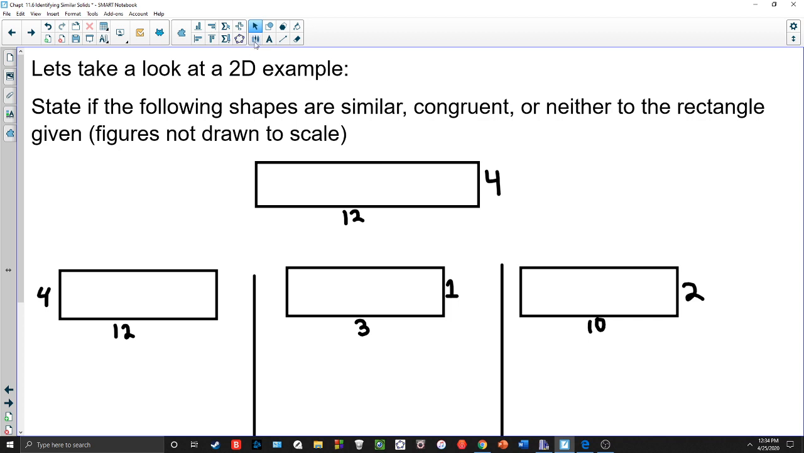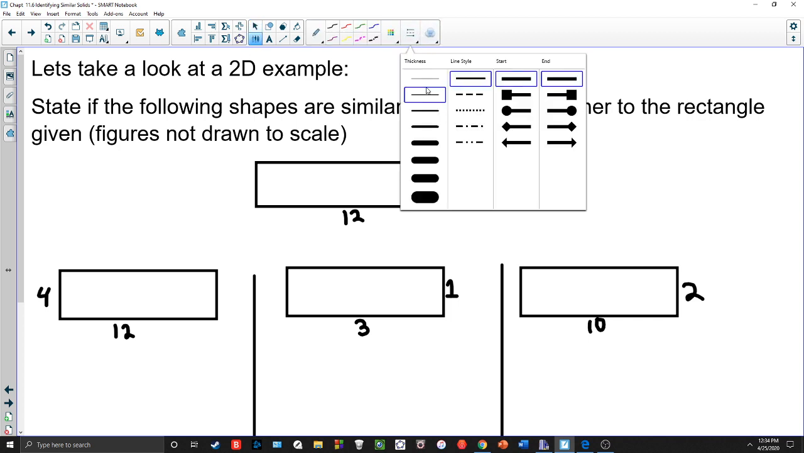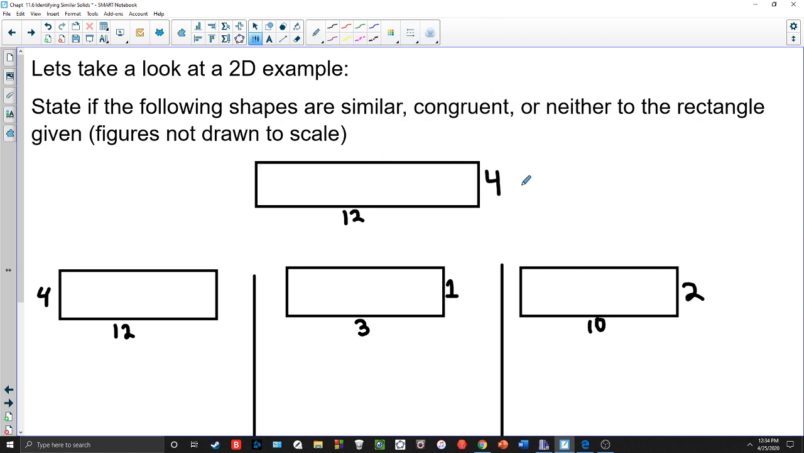So let's throw some numbers in here. Maybe that will help some of you out that are more numerically focused. So let's say I have a rectangle 12 by 4 or 4 by 12. I want to identify a similar shape, a congruent shape, and a neither shape. Well, pretty clearly this one right here is congruent, right? 4 by 12, 4 by 12. This is going to be congruent. Okay?